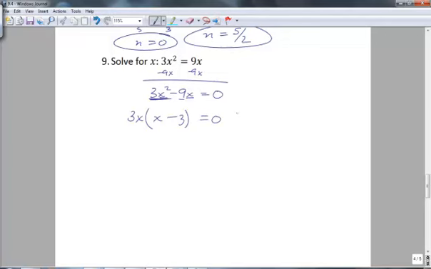What I have left over is a beautiful product equals 0. So I'm going to use the zero product property. 3x equals 0, x minus 3 equals 0. So my final steps would be to divide by 3 and get x is equal to 0. And over here, add 3 to both sides, and get x is equal to positive 3.